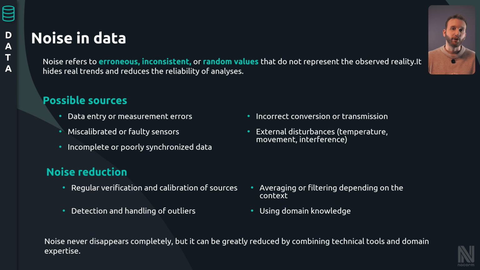Noise is the other side of the coin. Noise refers to erroneous, inconsistent, or random values that don't represent observed reality. It hides real trends and reduces reliability. Sources include data entry errors, miscalibrated sensors, incomplete records, and byte format conversions. Noise never disappears completely, but it can be reduced through verification, outlier detection, and, more importantly, domain expertise.